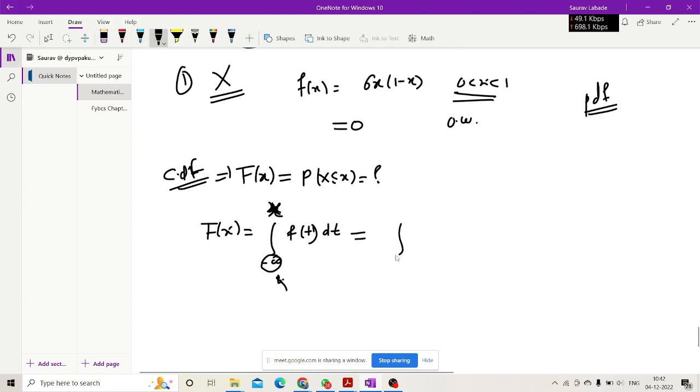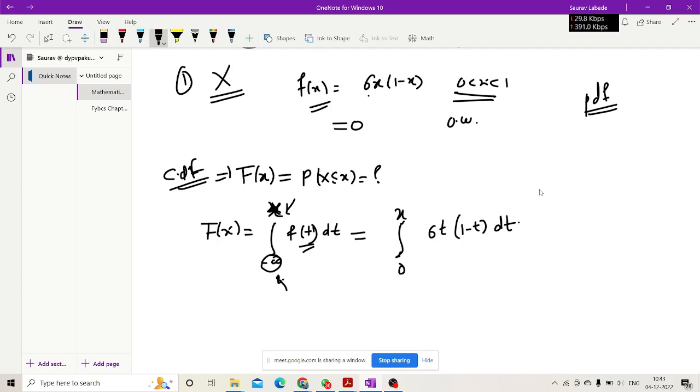So that should be 0 to x, right? Because the upper limit is always x. 0 to x of f of t dt means 6. Now look, we have f of t, so what will you do? In the function f of x, you just substitute t in place of x. So that will be 6t into 1 minus t dt.